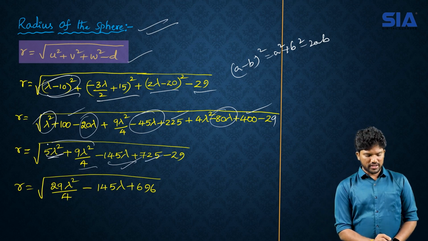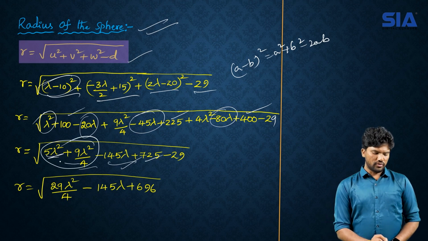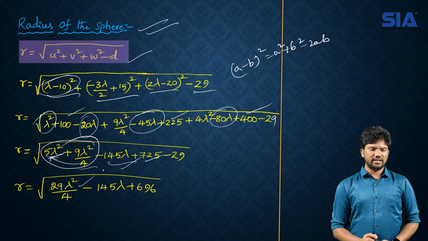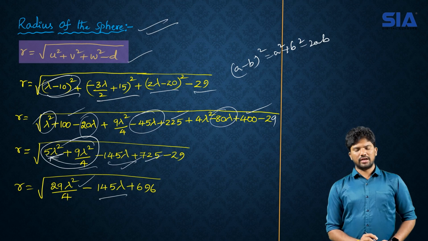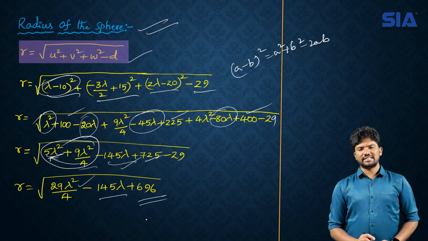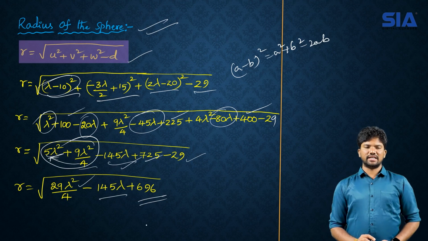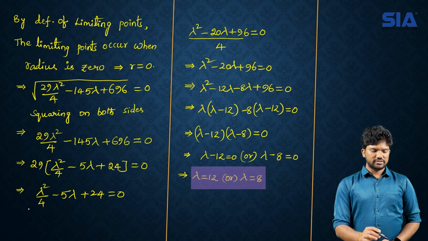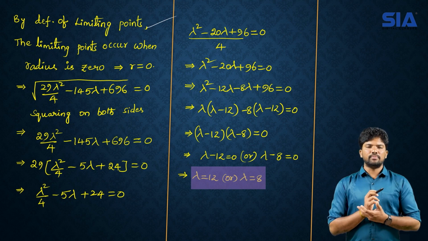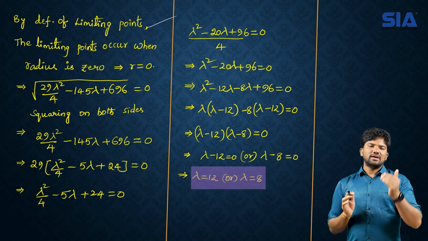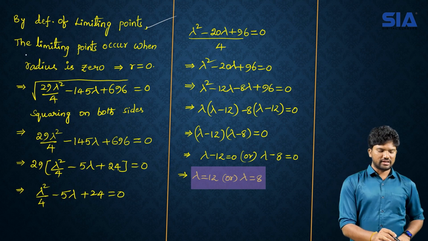So therefore for these two values, if you take LCM, 4 is the LCM, 4 5s are 20, 20 plus 9 is 29 lambda square by 4 minus 145 lambda plus 696, 725 minus 29 is 696, that is the smaller value. Okay, so therefore by definition of limiting points, the limiting points occur whenever the radius is 0 in the point spheres. You know very well that concept.